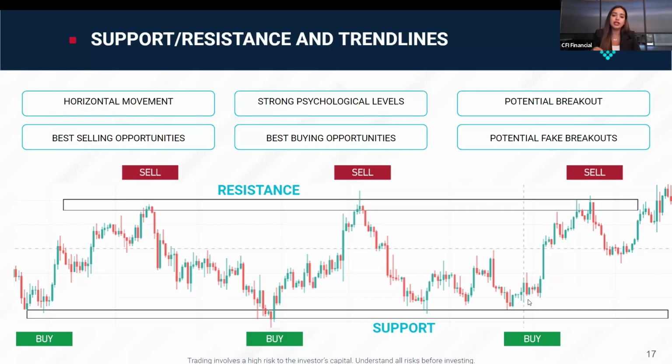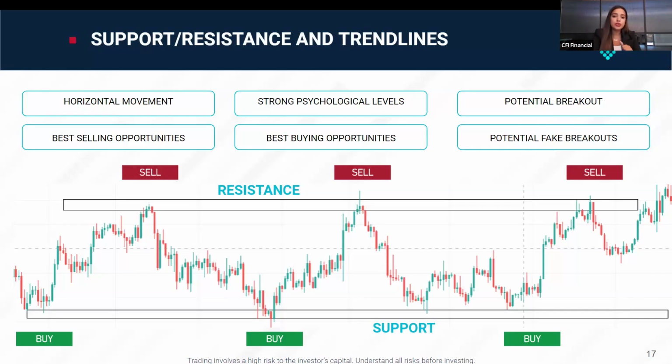So basically, the support level is a demand level. Here we have a very high demand that overcomes the supply. So whenever the price touches the support level again, it is expected that the price will rise.